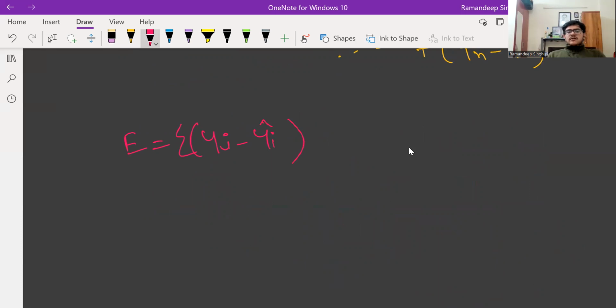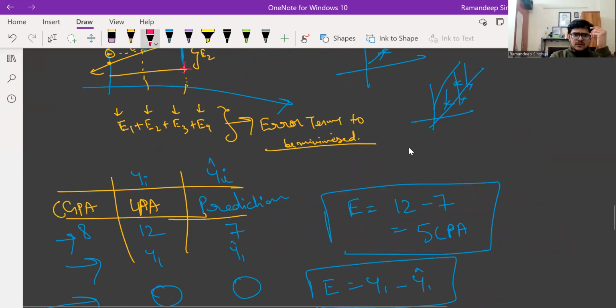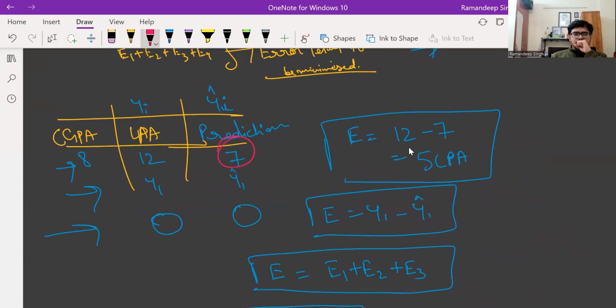And now, what do you think this yi hat could be? How is this prediction coming in our model? How is this value calculated? If you can think about this, please pause the video and think, or write it on a sheet of paper, how this value is calculated. I give you a hint: we have studied this in this lecture only, and you can easily tell this prediction is coming from the equation y equals mx plus c.